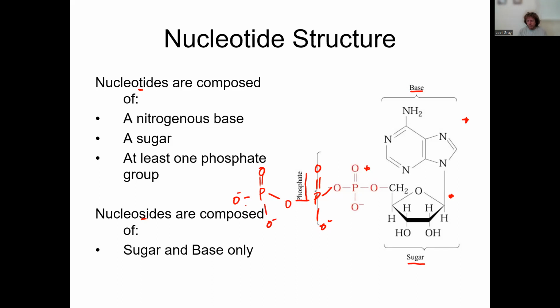A nucleoside, by contrast, when we talk about a nucleoside, we're talking about something that consists of only a sugar and a base. So no phosphate is present. So what you would have is something like this.